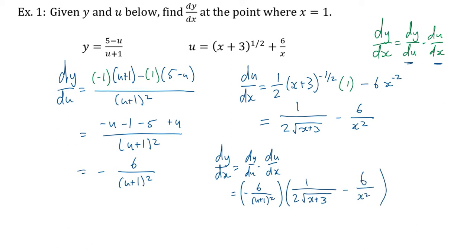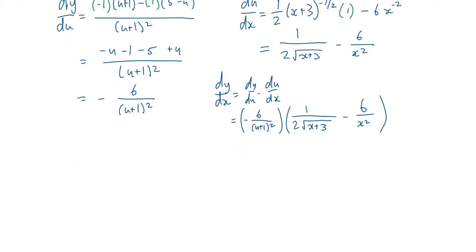So now I've got an expression for dy by dx, but it's got u's and x's in it. We only have x, so we have to go and find u. And how do we do that? We just sub our x value in here. So if x is 1, this is 1 plus 3 to the 1/2, so the square root of 4, which is 2, plus 6 over 1. So that looks like 2 plus 6, which is 8. Okay. So u is 8 and x is 1, and now I can sub these in.